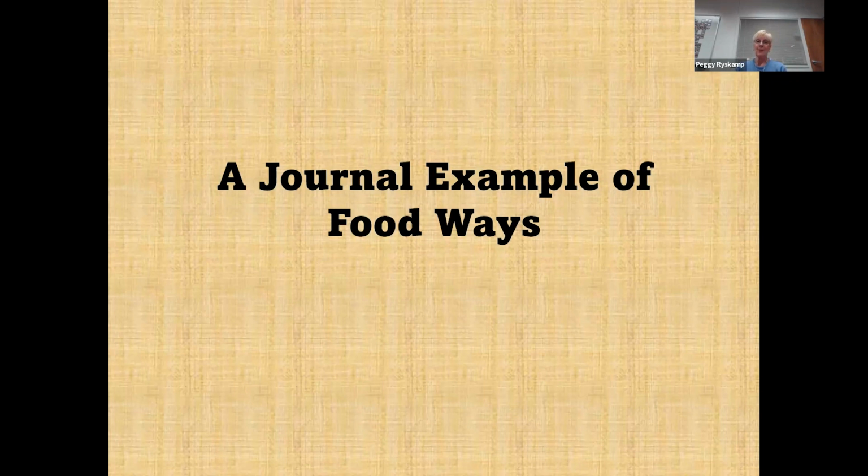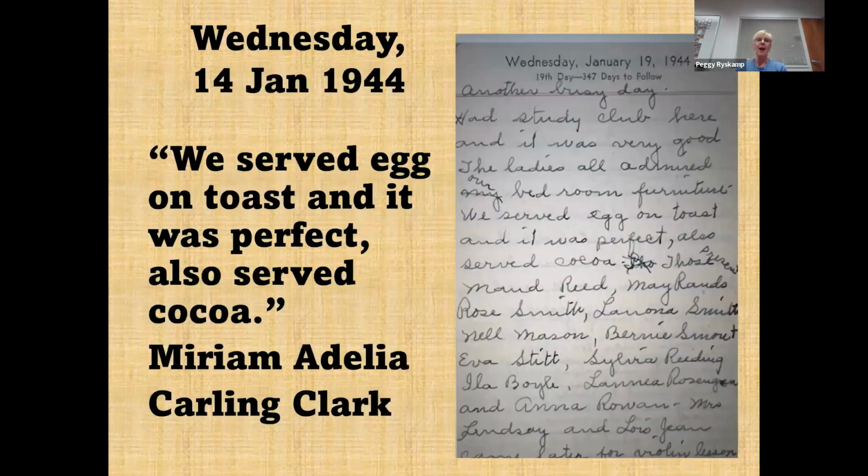This is a fascinating journal example of food in our family. My grandmother's journals went to my mother and then to my sisters, and they were reading, and they realized where she had friends over. It was another busy day, and she had a study class, and the ladies all came, and then she wrote, we served egg on toast, and it was perfect, and also served cocoa. My sisters and I talked with them about it, and we were all saying, really, you would serve egg on toast with all these people over? And that was a big deal. Okay, that was perfect.